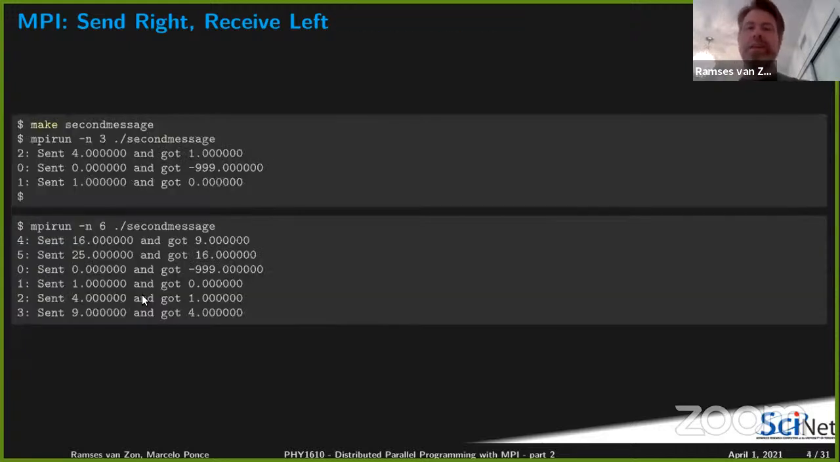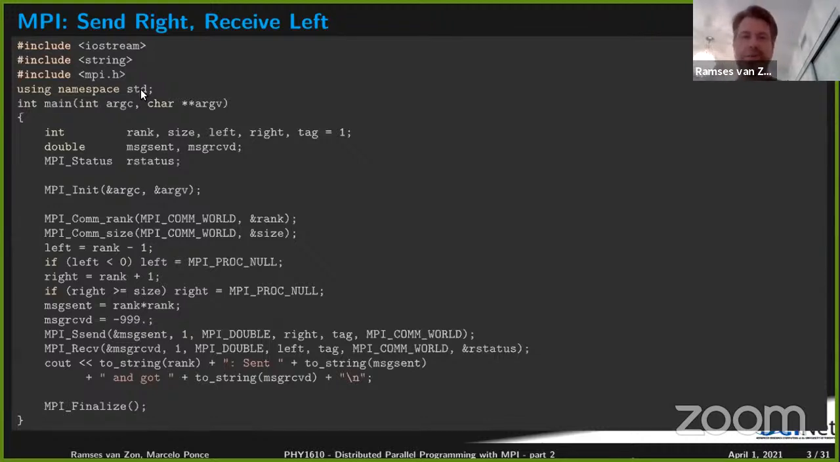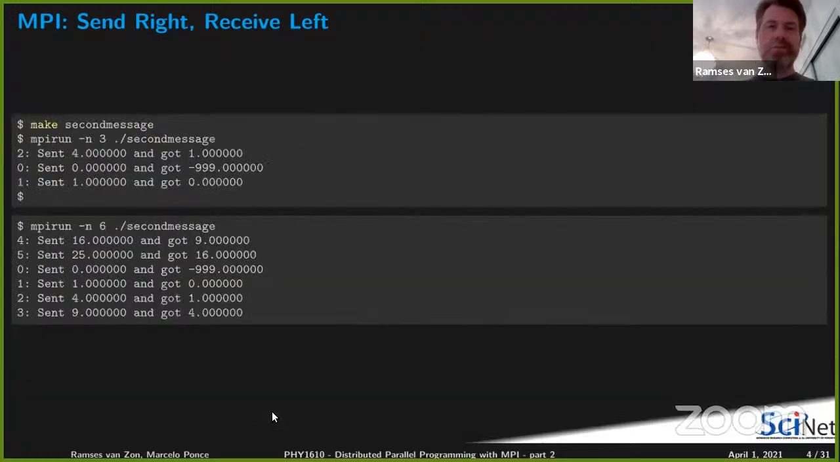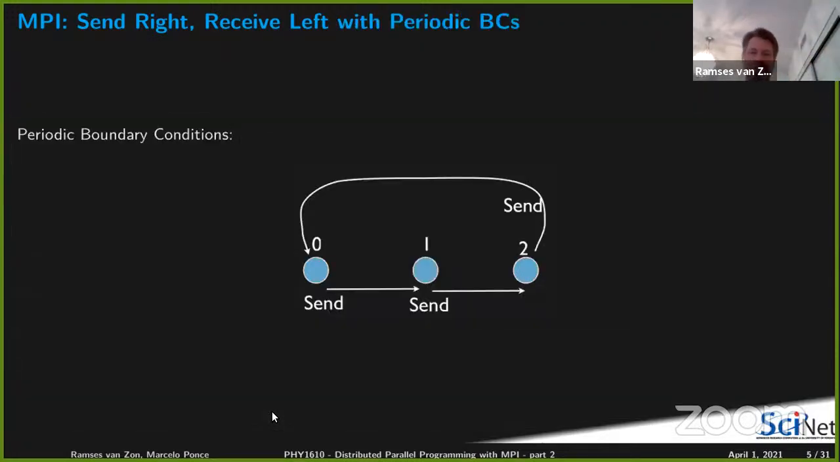Okay, now that's fine. That works, right? And it does. You can go through the code and see what happens. You send something, you receive something from somewhere else. No problem. What if I had periodic boundary conditions, and I wanted to send the rank squared from, in this case, rank 2 back around to rank 0? So I'm sending to the right, but I have periodic boundary conditions.